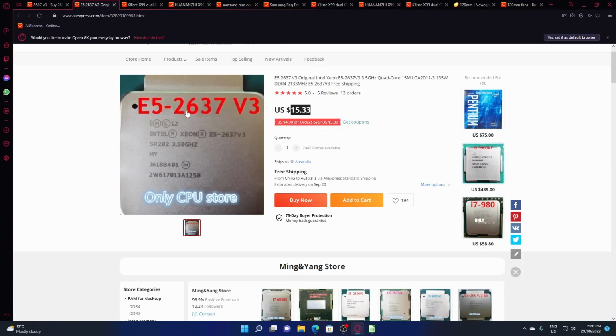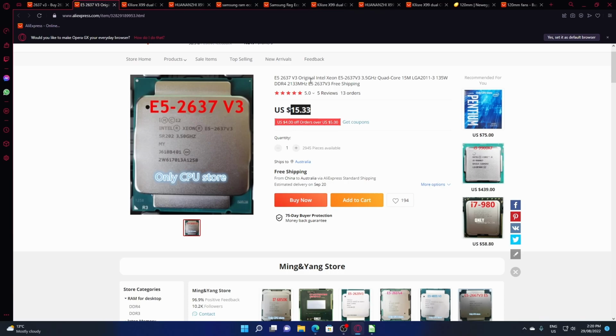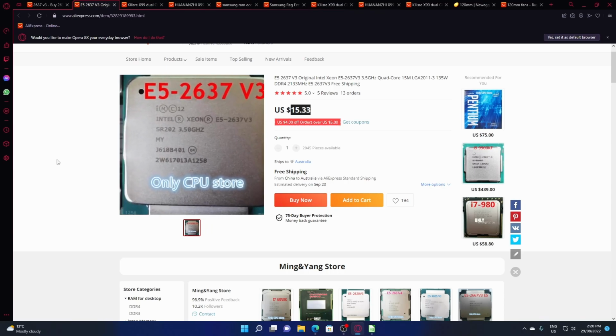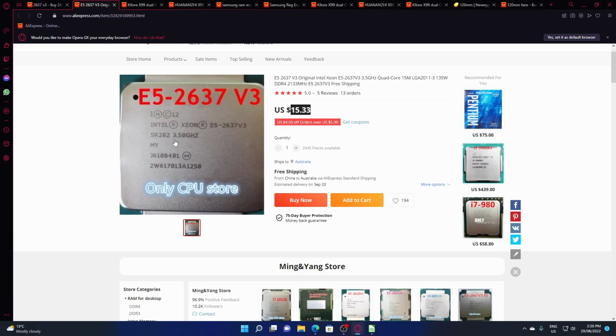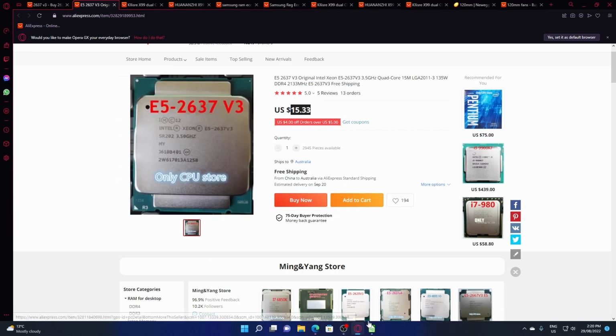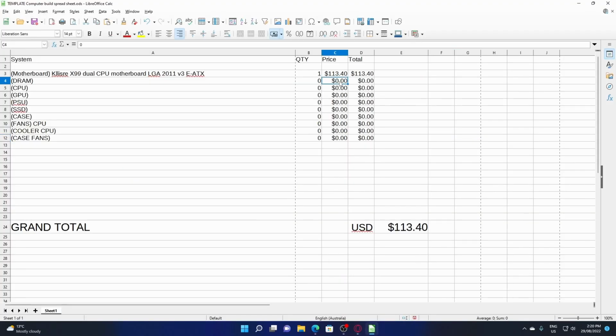Okay, so $15.33. It's not an engineering sample. Even though it says original Intel, there's a chance that it could be a QS variant as well, and I'm too lazy to look up the code to see if it's QS. So, all honesty here. And we're going to go 2 of those. Oh yeah, so our cheap computer's 144 US dollars. Whoops, I put it in the wrong spot. Alright, so $144.